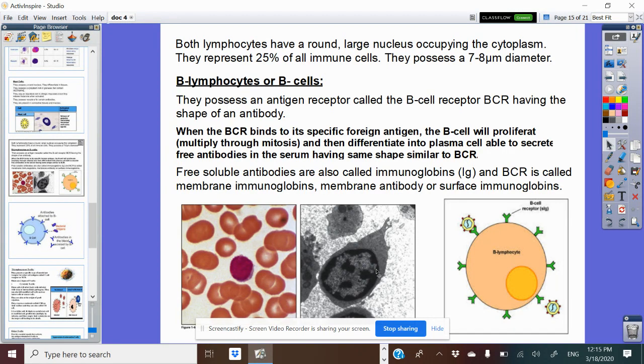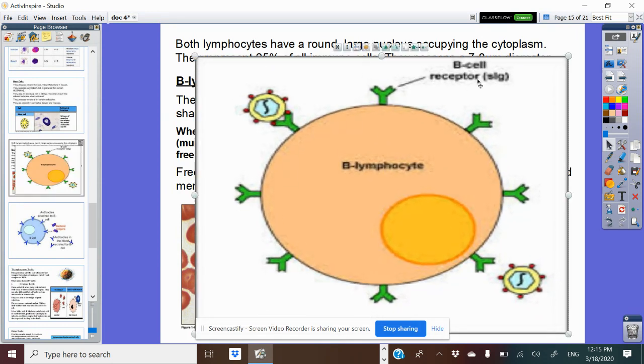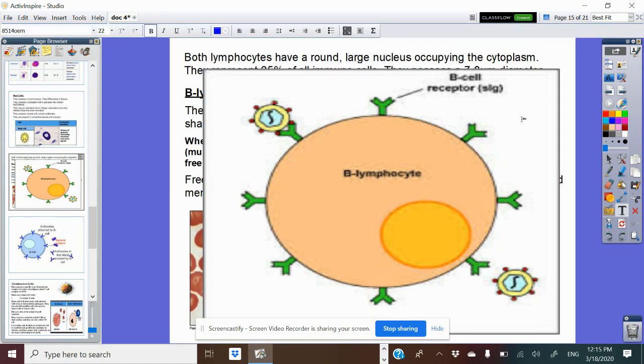They are not cells of non-specific immunity. B lymphocytes, or B cells, are cells of specific immunity, and thus they should have a receptor. The receptor of a B cell is called the B cell receptor, or BCR. It is also called membrane antibody, surface antibody, membrane immunoglobulin, and surface immunoglobulin. Immunoglobulin can be abbreviated as capital I, small g. Immunoglobulin is also called the antibody, or it is the antibody.